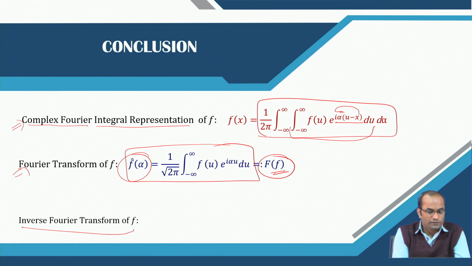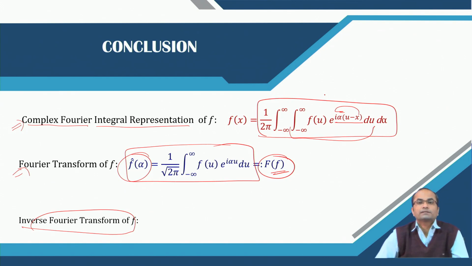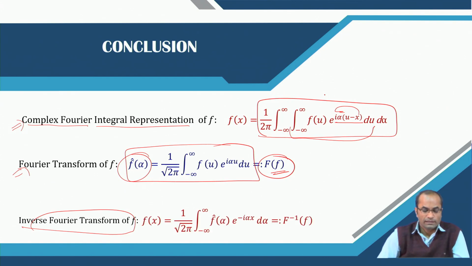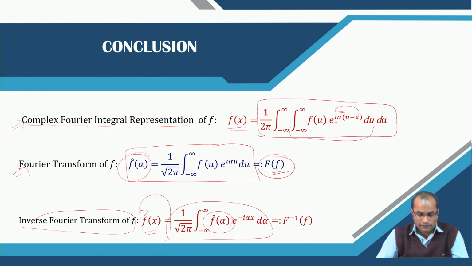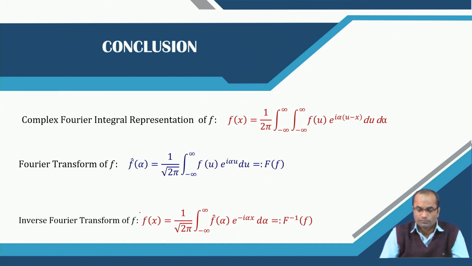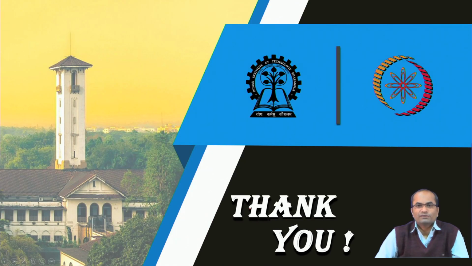The inverse Fourier transform can be defined with the help of this complex integral representation, and that will be exactly this f(x), where we substitute this f hat of alpha and get back to f again. So that is what we call the inverse Fourier transform, and this notation will be used for the inverse Fourier transform. So that is all for this lecture, and I thank you for your attention.